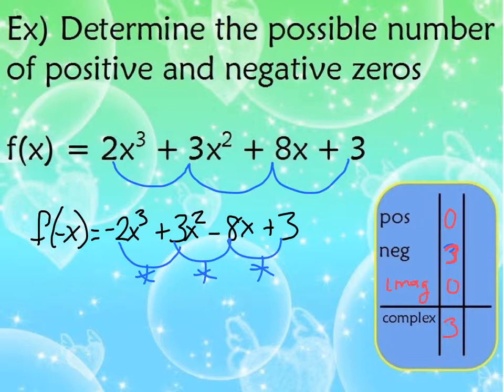But remember, it can be that number or less than that by an even number. Okay, so that means go down by 2's. Well, 0 can't go down any farther, so it's going to stay a 0. But this 3 could go down by 2, so maybe there's only 1 negative, which would leave us with 2 imaginaries, so I have a grand total of 3 zeros. So either of these scenarios could be working.